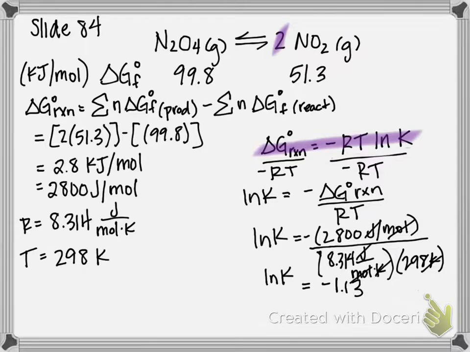And to get rid of a natural log, we're going to raise it to the e. E raised to the power of ln is going to get rid of our natural log, and we're going to have to do the same for the negative 1.13. So in your calculators, it should be e raised to the power of negative 1.13, which is going to get rid of our ln, and that's going to leave K equal to 0.32. And that is your final answer.